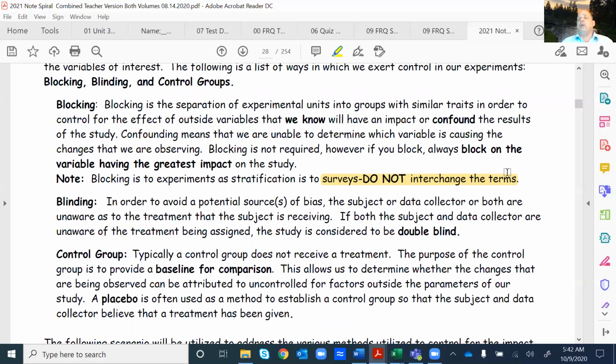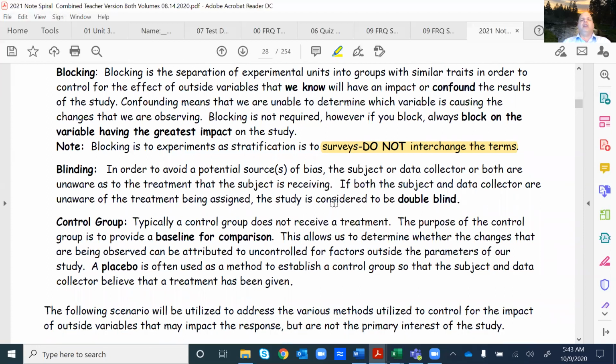So if they mean the same thing, that means we block based on the variable that we think will have the greatest impact. And I'm like, absolutely. So for instance, if we're doing a study on hormone therapy, I'm going to say, you know what, I'm going to block based on gender. I'm going to put the females in one group and the males in another group, because I believe that they may react differently. So we block based on the variable that we think will have the greatest impact. If I believe that income has an impact, I may want to block on income. If I believe age has an impact, I may block on age or body type, etc.